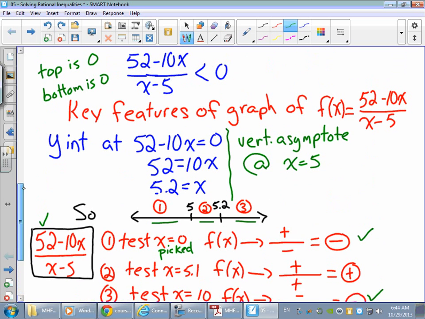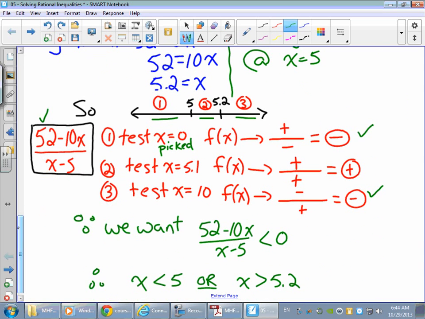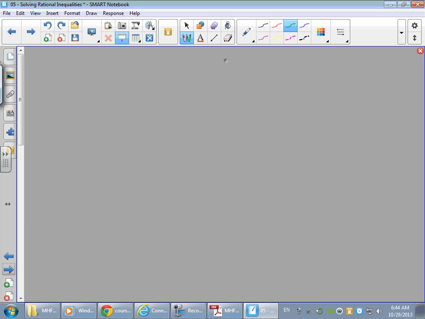And we'll note, because this was a less than sign and not a less than or equal to, the actual zeros, the 5 and the 5.2, are not in my solution. Let's go through a little bit bigger one here, but I'll go through it a little more quickly.